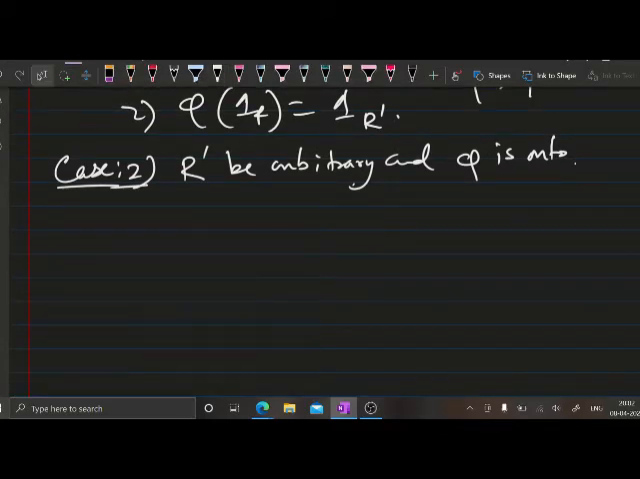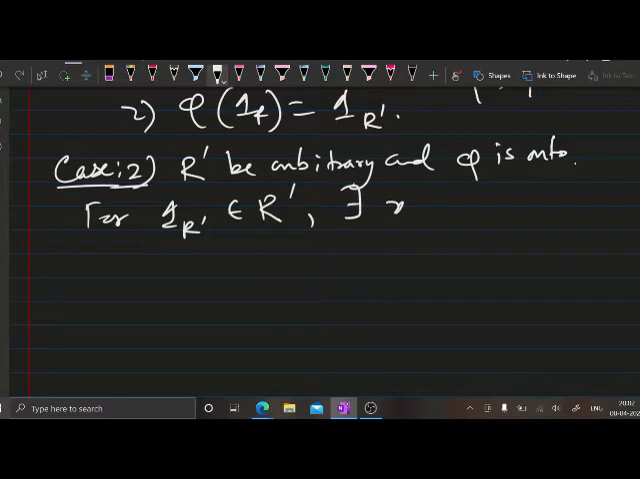Then you will see that phi of 1R equals 1R dash. Why is it true? Because 1R dash is a member of R dash, so there must exist some x belongs to R such that the image of x under phi is 1R dash, right?